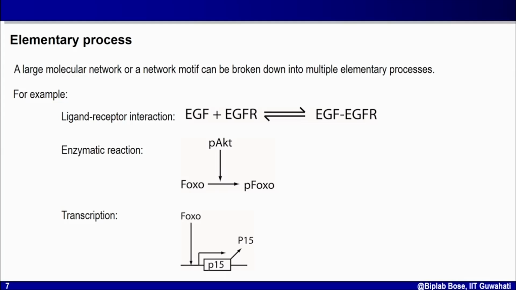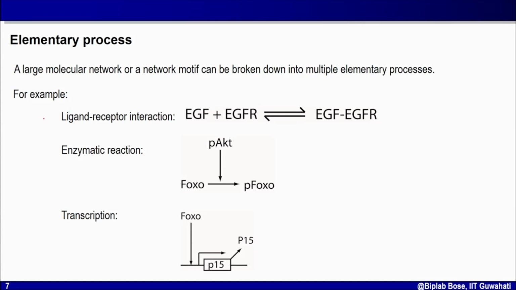What we have done till now, we have discussed that there are large molecular networks which control biological processes. Then we have tried to understand what if I break them down into smaller sub-networks, which we call network motifs. Now network motifs can be broken down into parts. If you remember, I said network motifs are made up of a handful of molecular processes. So what are those molecular processes? I can call each of these molecular processes elementary processes. Let us take a few examples of elementary processes.